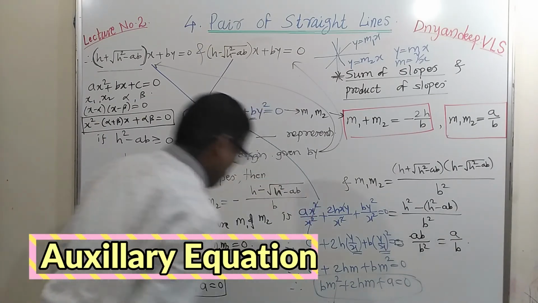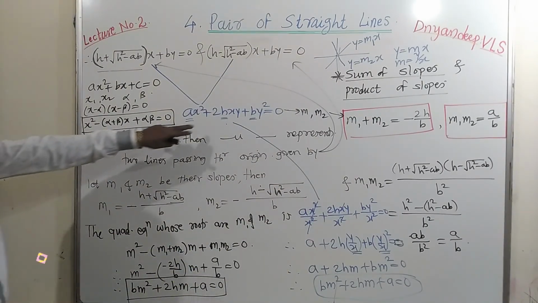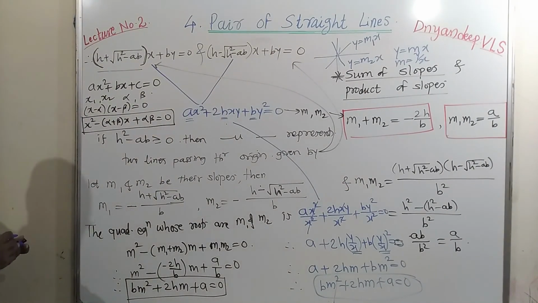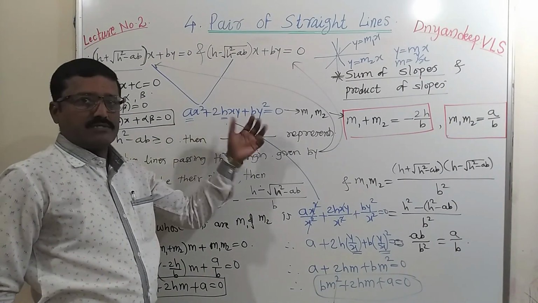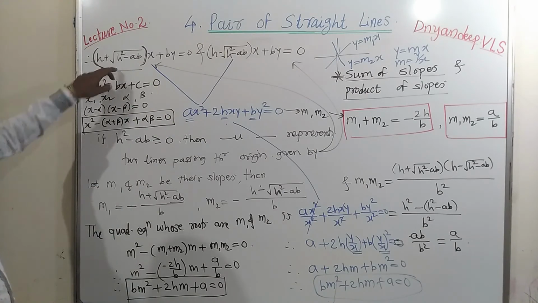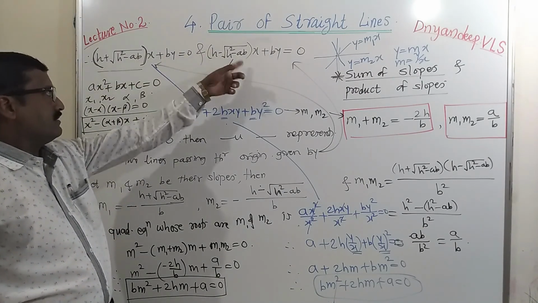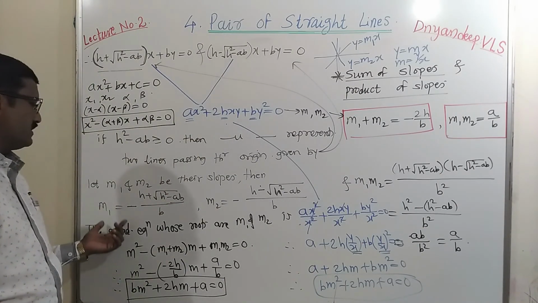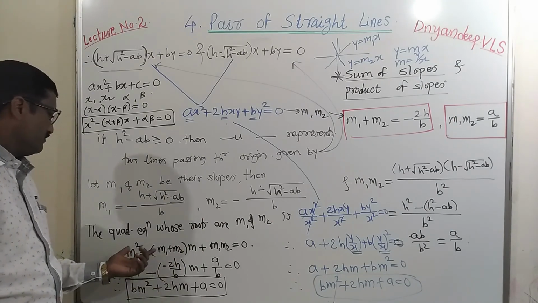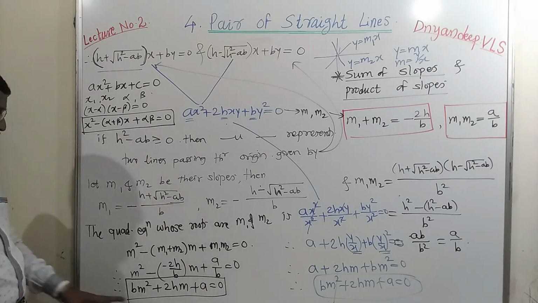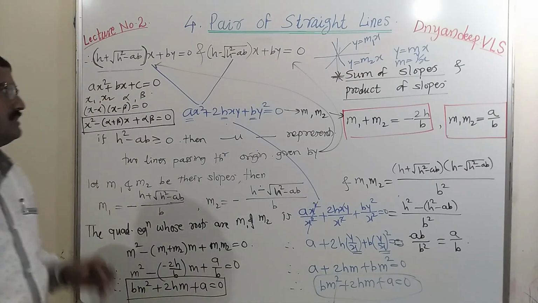That is the auxiliary equation of the pair of lines. So this equation and the earlier equation are the same. So we can obtain the auxiliary equation in two ways: by dividing each term of this combined equation by x square, or by knowing the slopes m1 and m2 of the two separate lines of this combined equation, taking their sum and product and using those values in the quadratic equation. So there are these two ways to obtain the auxiliary equation. We have to remember this auxiliary equation.